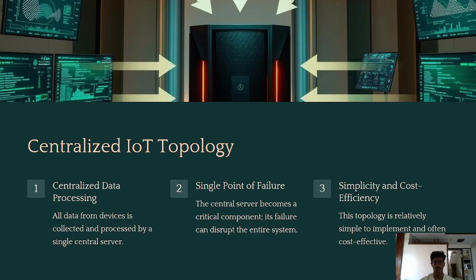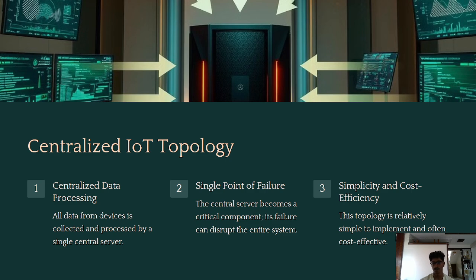Centralized IoT topology, which is your star topology, where there will be many nodes which will be connected to a central hub. So it goes with centralized data processing, where all data from devices is collected and processed by a single central server, and the communication happens between the node and the server and not between node to node, as they are not connected to each other and they are only connected to the central hub.